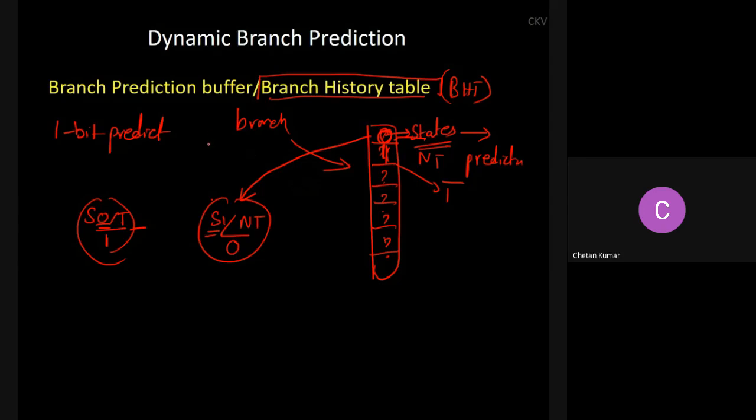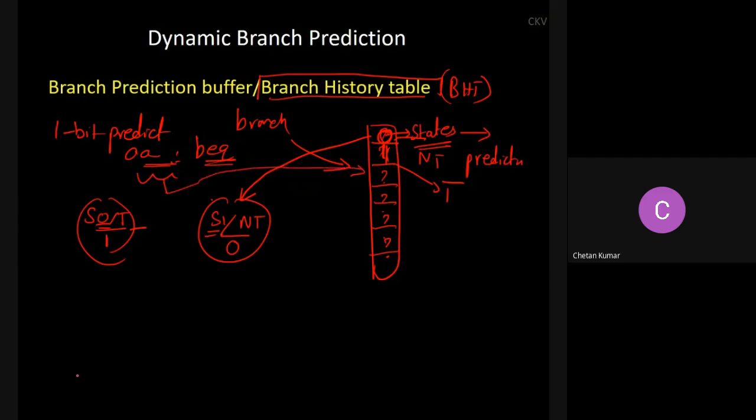The lower address bits of the branch instruction. Let's say there is some branch and it will have some address. This instruction will be stored at some address.